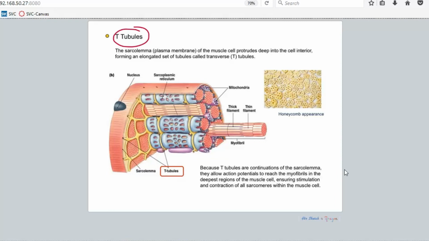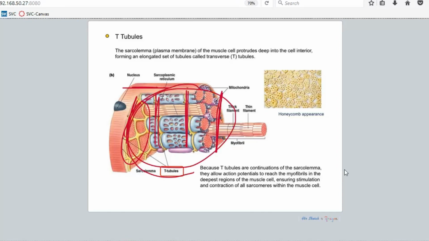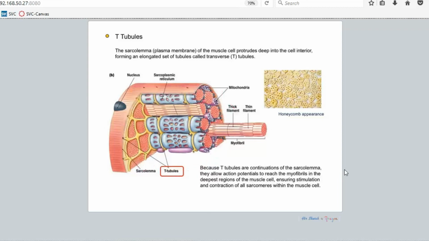So here's the plasma membrane that comes down, and it invaginates, it works its way in, and it cross-sections. Well, there it is there. It makes a cross-section through the skeletal muscle cell, right there, right there, right there, right there. And what that does is it allows the electricity to travel from the plasma membrane and get deep within the skeletal muscle cell. We need that signal to get deep within the cell if we're going to have the whole cell contract. So those are the T-tubules.